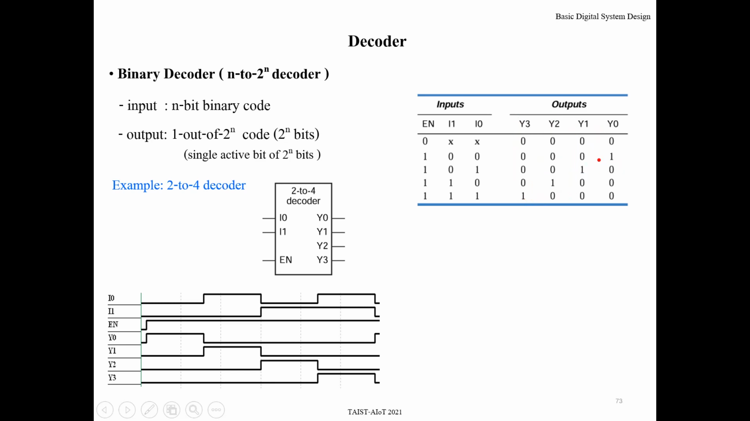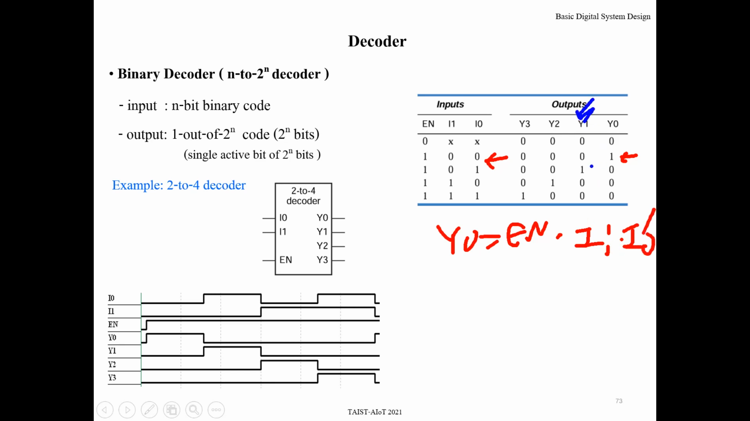For example, if you write the equation for y0, y0 will be 1 when what? When enable is 1 and I1 is 0, I0 is 0. So you can write y0 is enable and I1 prime and I0 prime.